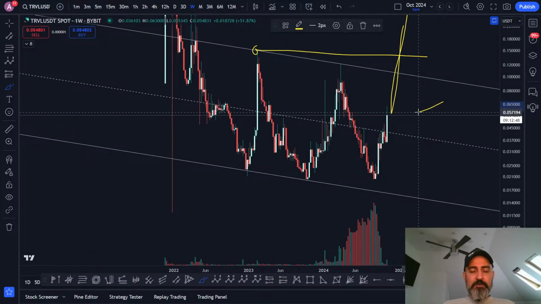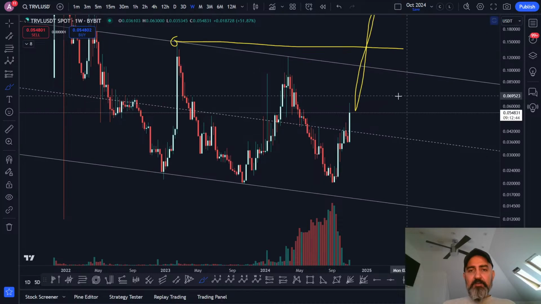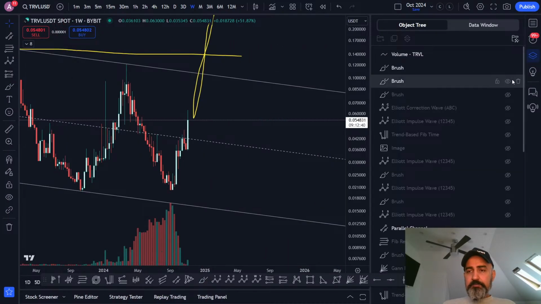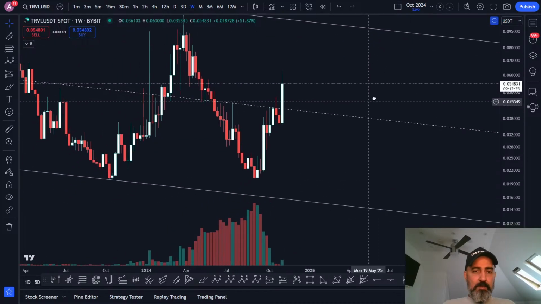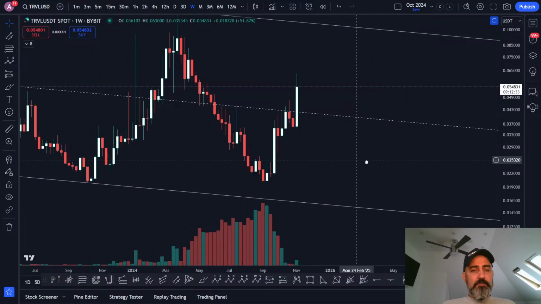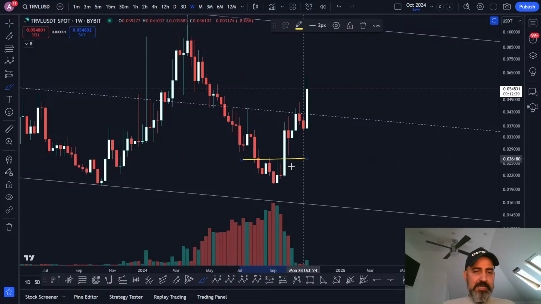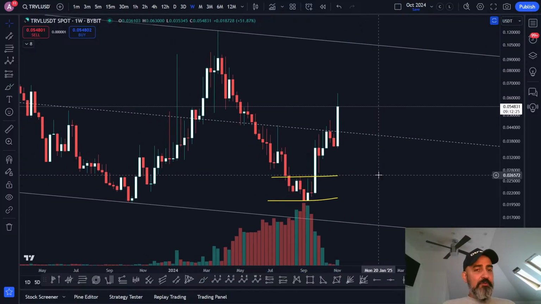Scale out or scale in, it will help. But look, so this is TRVL, right? And let's say you were here. This is the weekly time frame. Let's say the price was here and you're buying and you want to take profit.